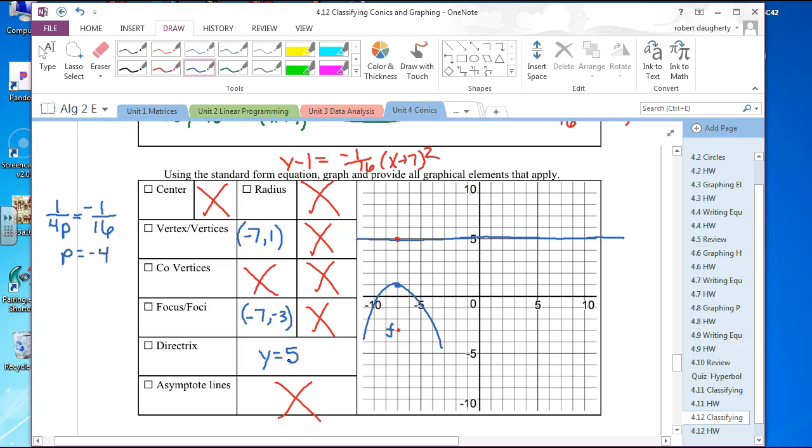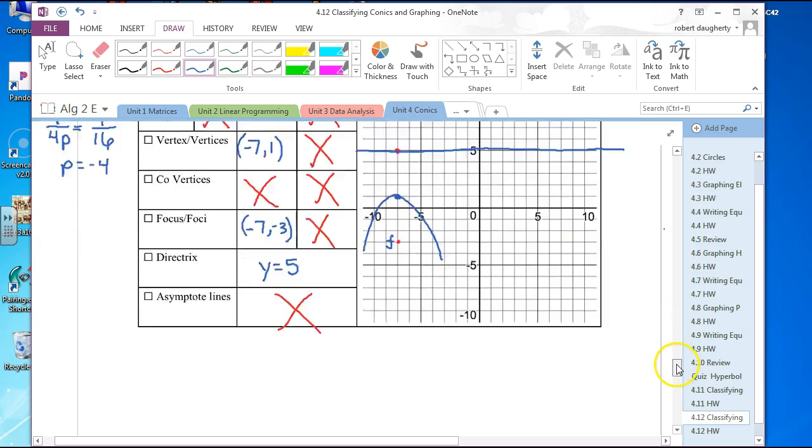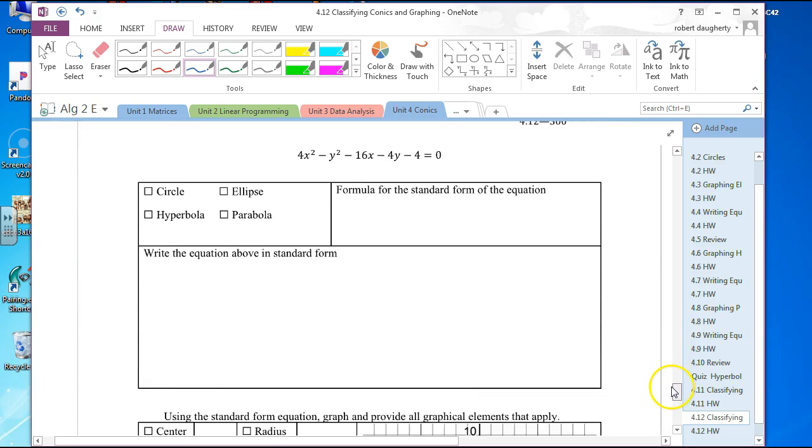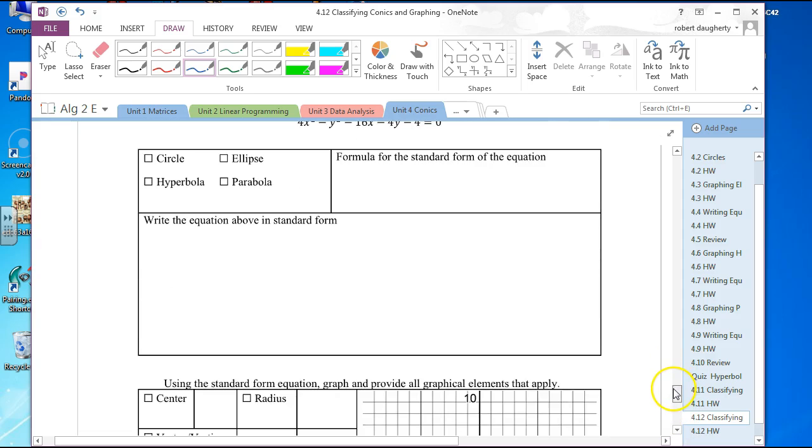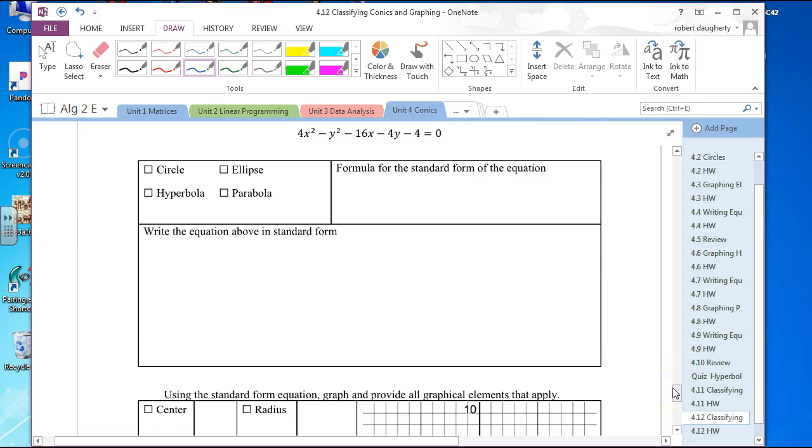Okay. So again, there's nothing new here. It's just the way that I'm asking for the graph slightly different. One more and we're done. Okay. What is this guy?